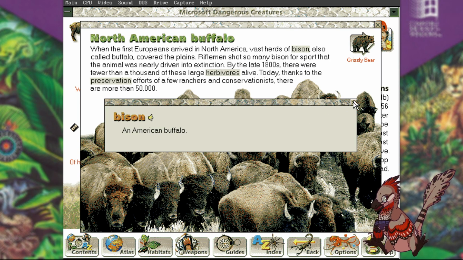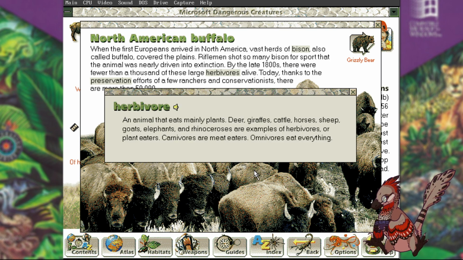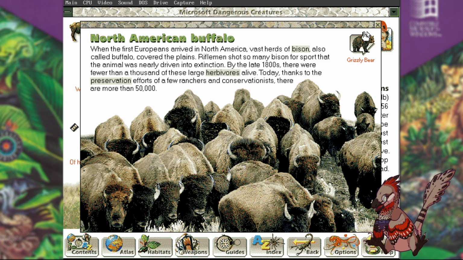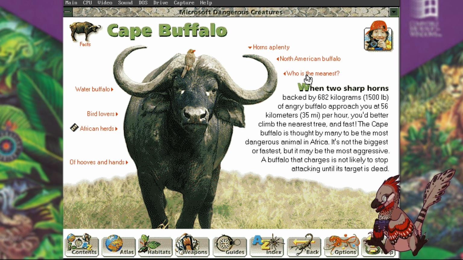Bison. Well, just an American buffalo. Herbivore. An animal that eats mainly plants. Deer, giraffes, cattle, horses, sheep, goats, elephants, and rhinoceroses are examples of herbivores, or plant eaters. Carnivores are meat eaters. Omnivores eat everything. And preservation. Protecting something or keeping it safe or alive. Many people favour the preservation of places for wild animals to live freely. That sounds good. All right. And the last, who is the meanest?